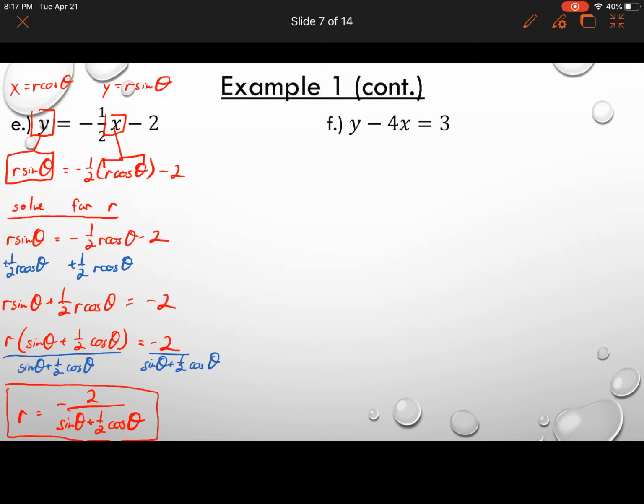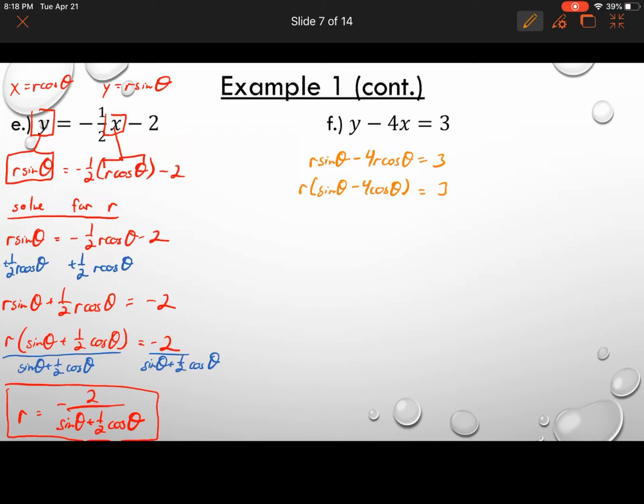So f is going to end up being very similar to e. It actually might be a little bit easier. All right. So once again, y is the same thing as r sine theta, and x is the same thing as r cosine theta. So we just replace the y with an r sine theta and the x with an r cosine theta. And this time the r terms are on the same side, so we can factor at this point without having to move anything around. So r times sine theta minus 4 cosine theta is equal to 3.